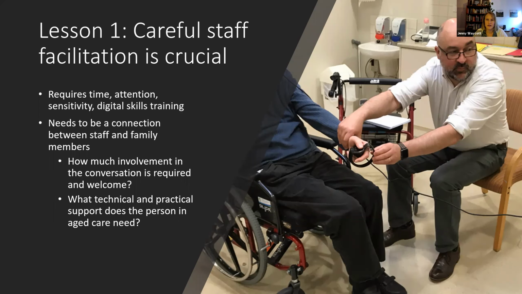So we know that for this sort of communication to work well in an aged care setting, it needs active involvement of staff members. But it's not just a matter of having staff members available and having the resources, which is a significant barrier at the moment, especially in Australian aged care, having the resources for staff members to provide that one-on-one attention. But going beyond that, there also needs to be a really sensitive connection between the staff members and the family.